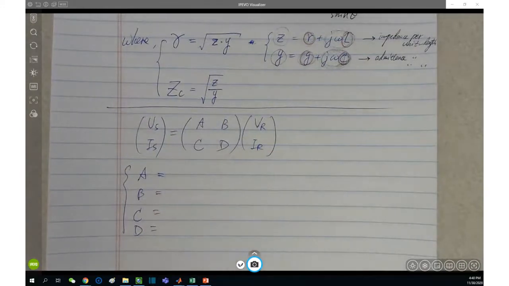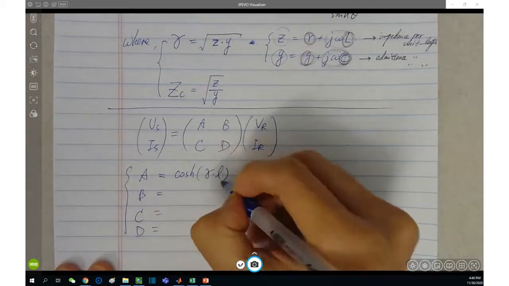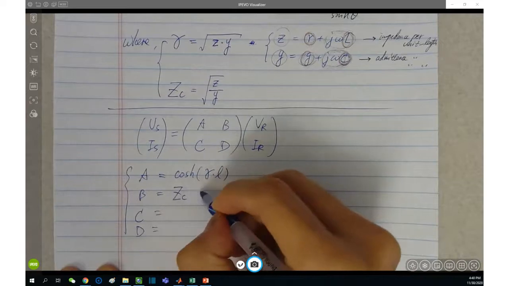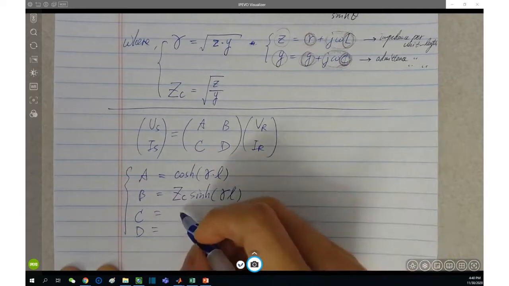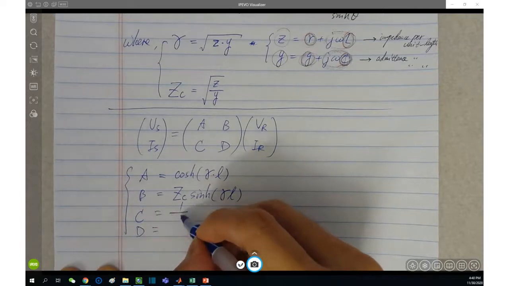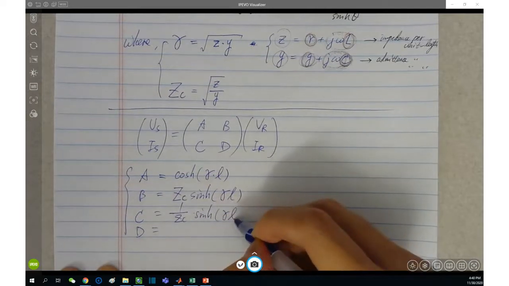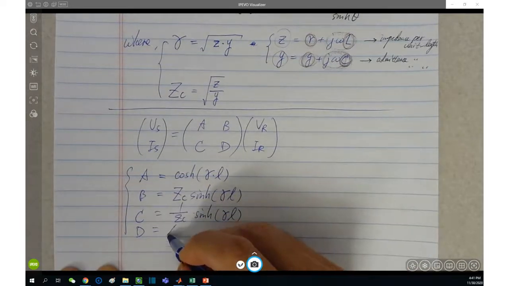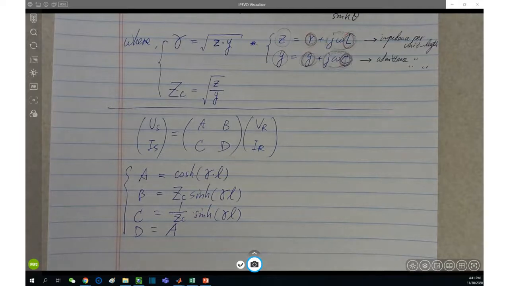A this time is cosine hyperbolic of gamma times L. B is Z sub C times sine hyperbolic of gamma times L. C is equal to 1 over Z sub C times sine hyperbolic of gamma times L. D is equal to A. So these are the basic equations or relations for us to derive anything more.